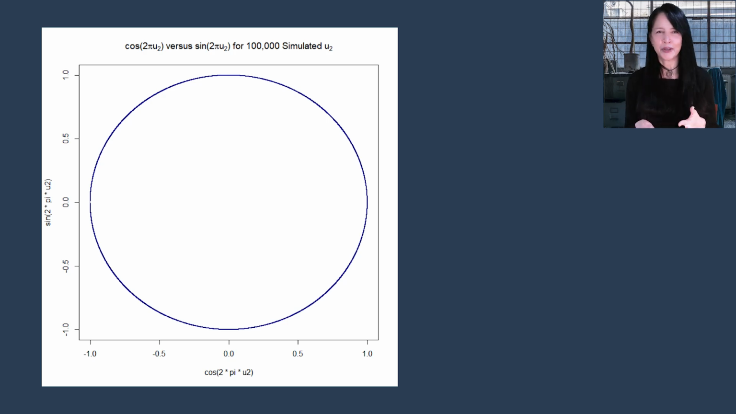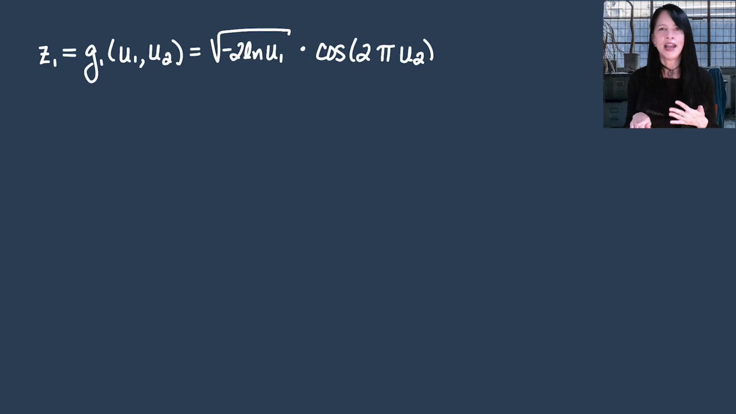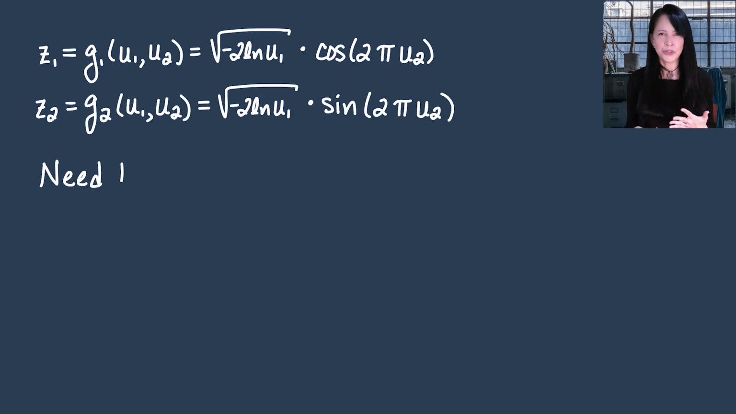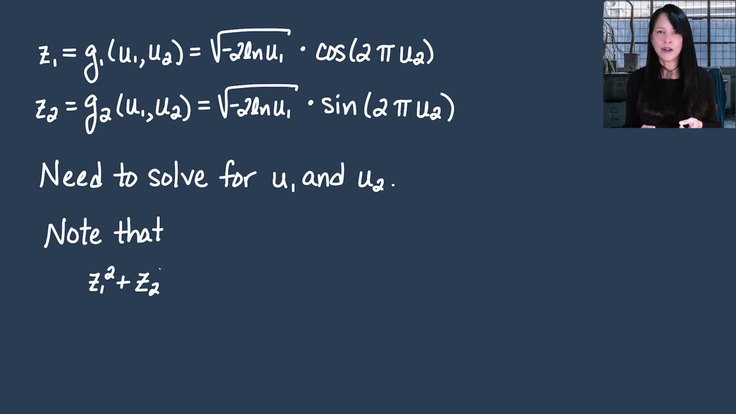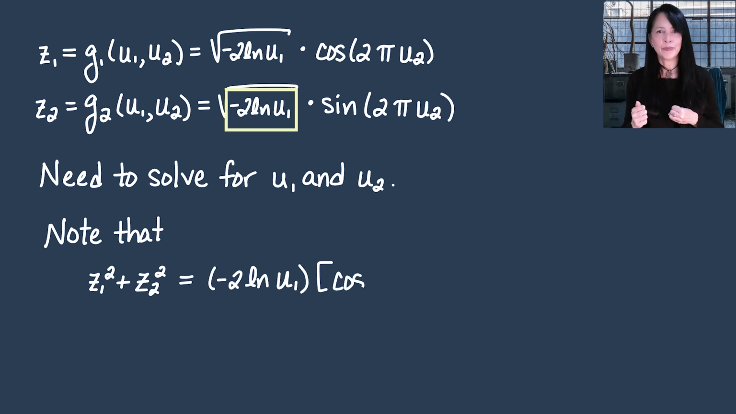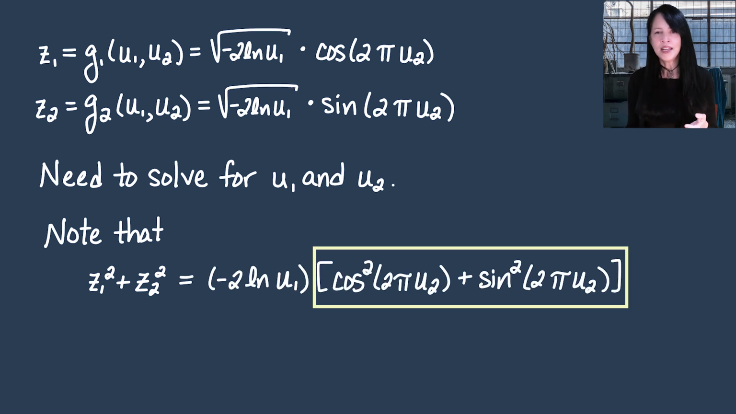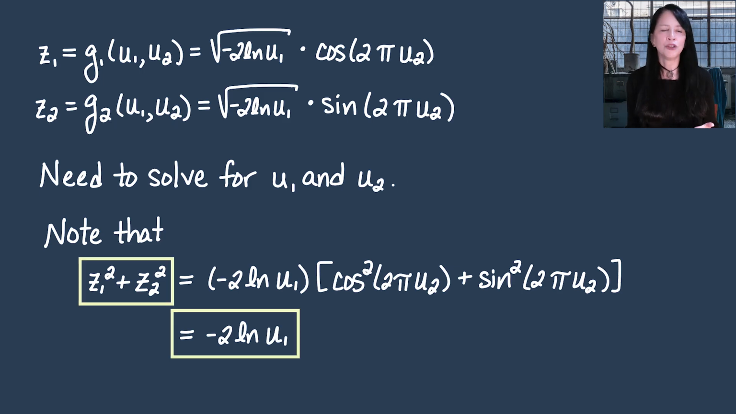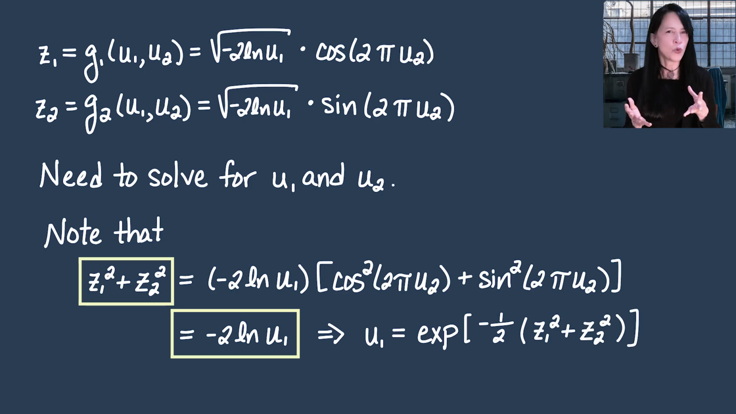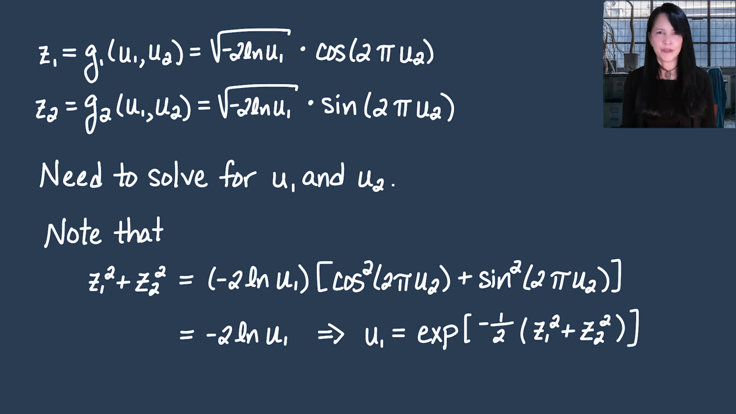But back to the Box-Muller transformation, I'm going to say little z1, just for the algebra, is some g1 of u1 and u2, and it's defined like this. Same for little z2. We need to solve for little u1 and little u2. So this one's a little tricky, but note that z1 squared plus z2 squared gives us this guy without the square root and a cosine squared plus a sine squared, and this term is 1. So we end up with just this. And if you solve this for u1, you see that u1 is e to the negative 1/2 times the quantity z1 squared plus z2 squared. So we have inverted for the first variable.